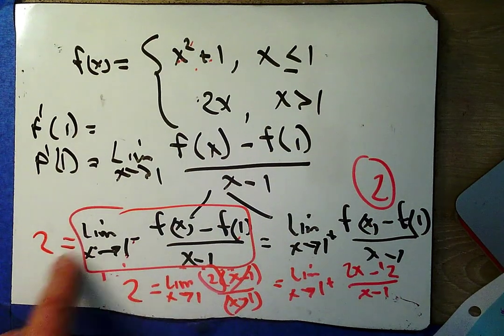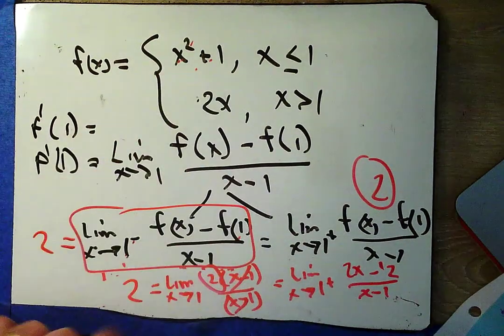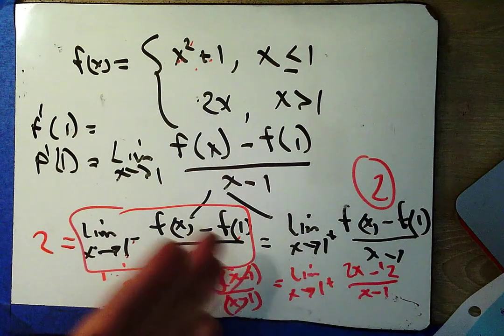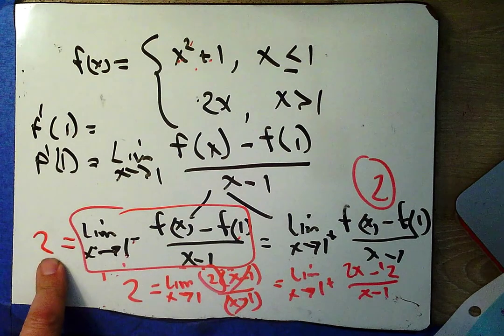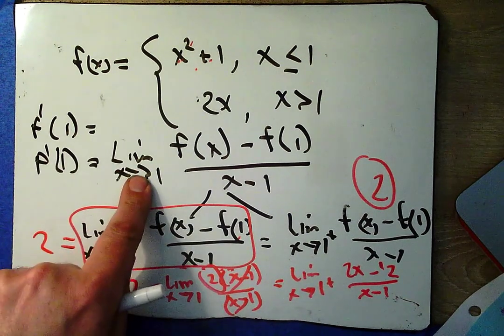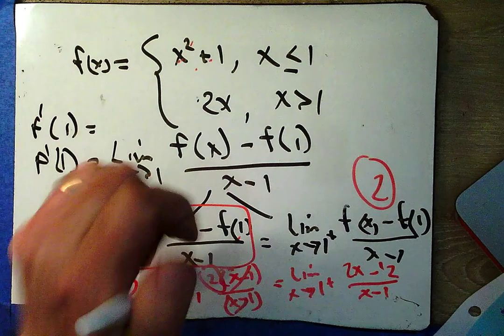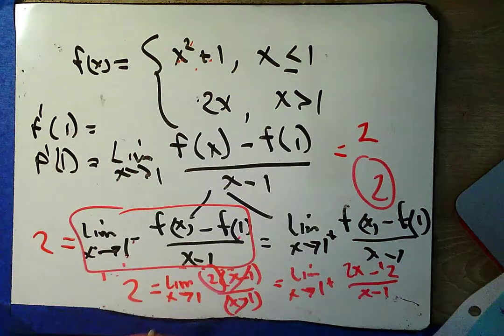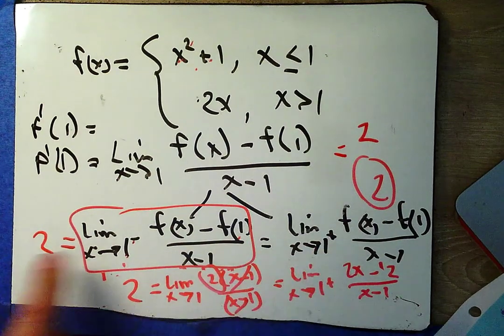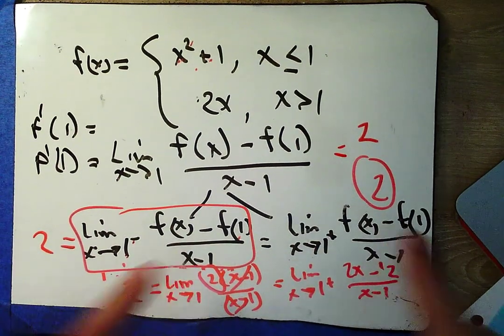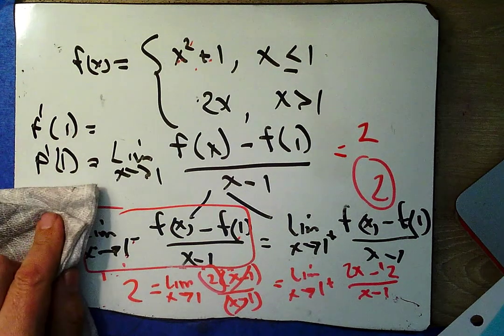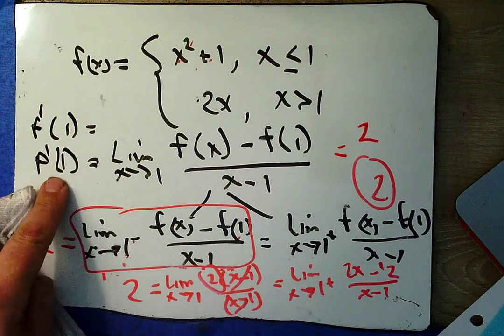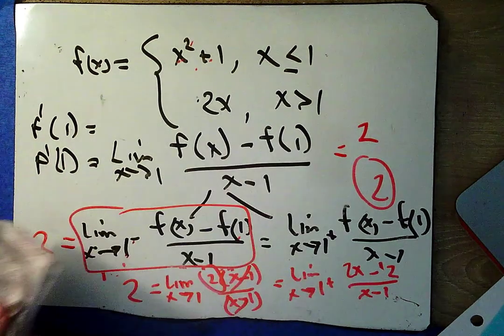So is it true that the limit of the slopes from each side of this function are the same? Yes. And because the limit of the slopes from both sides of x equals 1 are the same on this function, we know that this limit at 1 exists and is equal to 2. Because these were equal to each other and they were both 2. And both of them were finding the slopes. We're finding the slopes on opposite sides of x equals 1. So yes, f prime of 1 does exist, and f prime of 1 is equal to 2.